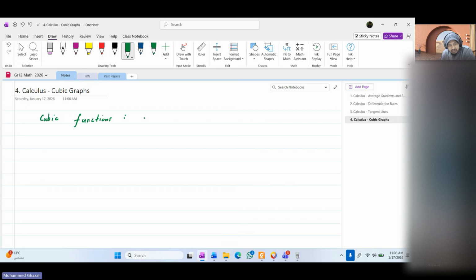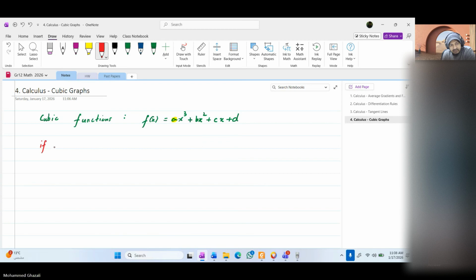A cubic function is of the form f of x is equal to ax cubed plus bx squared plus cx plus d. Now, observing this function here, what does the value of a represent? The value of a represents the shape of the graph.